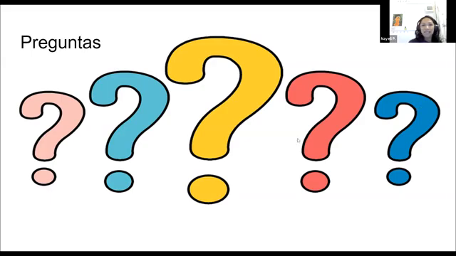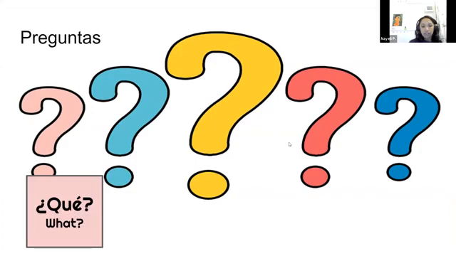Muy bien. Now let's look at the questions. How do we make questions in Spanish? As I said, we change the intonation of our voice. We don't have to switch the words in Spanish. The same structure that you use to make an affirmation, to make a statement, is exactly the same order of the words you're going to use in Spanish to make a question.